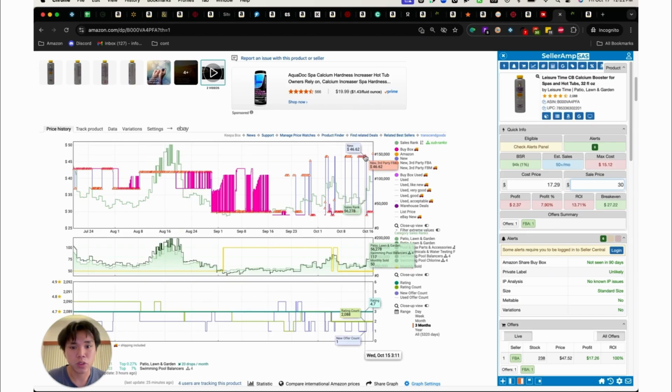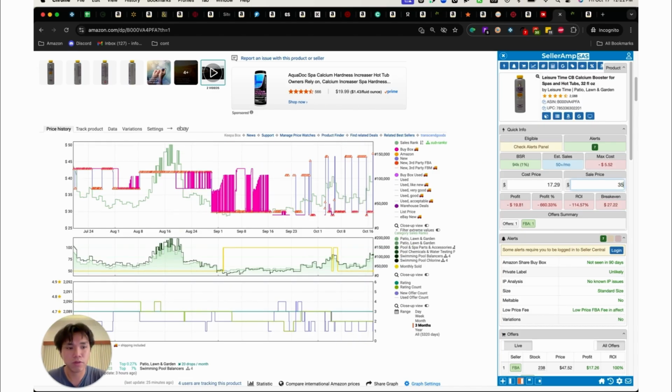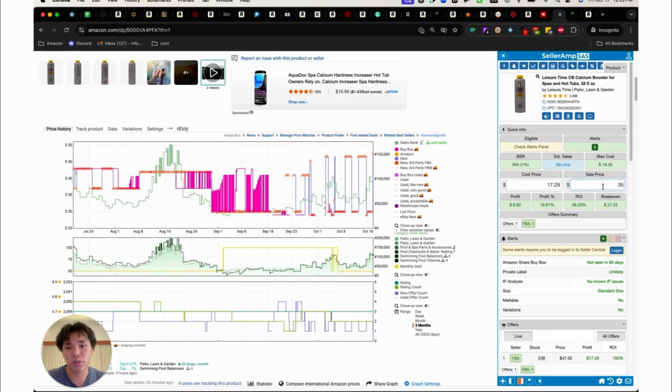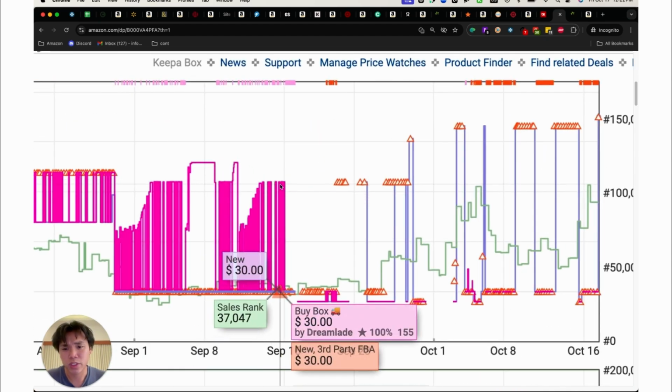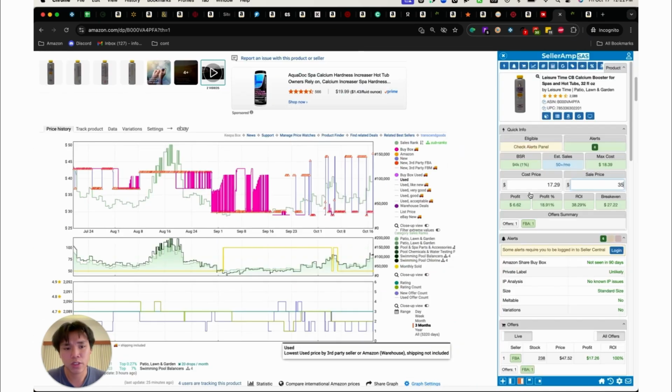But you do definitely want to sell it for like 35 or 40. Yeah, you listed for 35. As you can see, the old history does get buy box at $40. So if you list it at 40, this would be good, and you have a good chance of getting buy box.